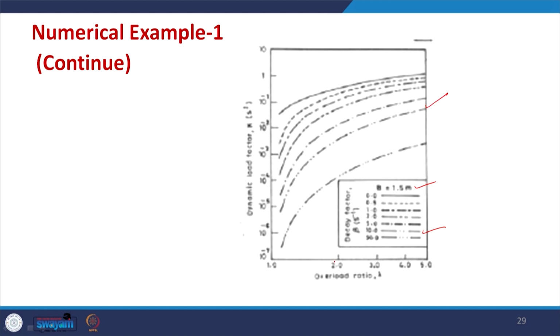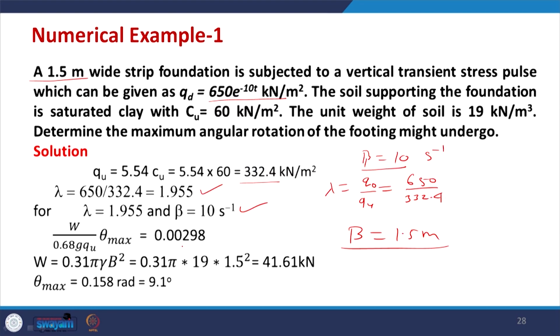Then the overload factor is about 2, and for this value you get roughly here somewhere, where you end up here. So, you get this value between 10 to the power minus 2 and 10 to the power minus 3. This value comes out to be 0.00298 from this chart. Now, W is known to us; W is 0.31 gamma b square. This is calculated as 41.61 kilonewton, and we substitute the value of W in this equation, and then you get 0.158 radian, that is 9.1 degree. So, this is how it is done.